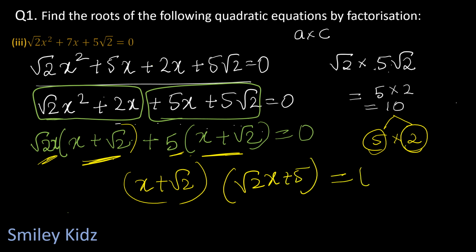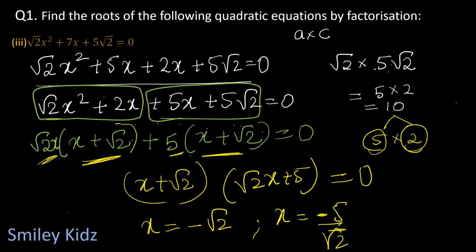Let me equate both of them to 0 again. So here x plus root 2 equals 0. X will be equal to minus root 2. And again we have root 2x plus 5 equal to 0. X will be equal to minus 5 upon root 2. So what are the roots of this particular quadratic equation? Minus root 2 and minus 5 upon root 2 are the roots of this particular quadratic equation.